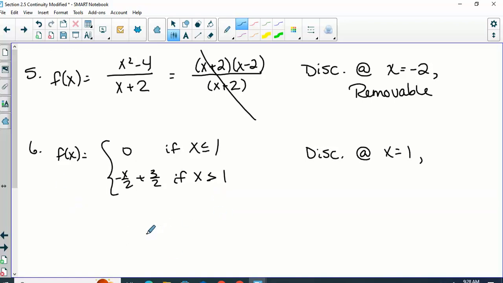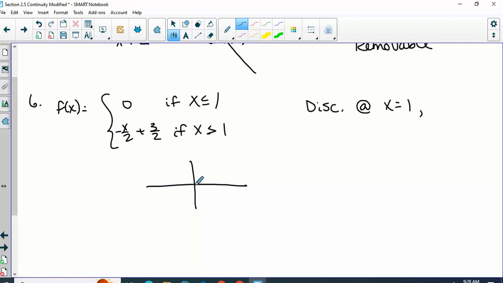Okay, let's graph it then. 0 if x is less than or equal to 1. So I put in 1, I get 0, 0, 0, -1, 0. Okay, if I put in a 1 for this, I get 1, that's open. Put in a 2, I get -1 plus 3/2, which is a half.